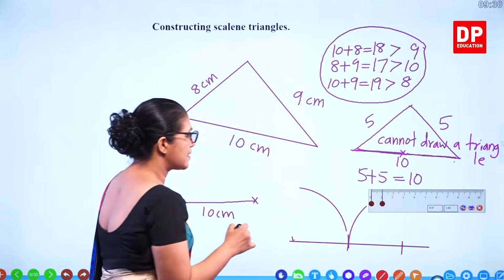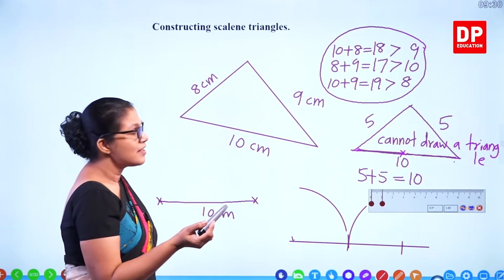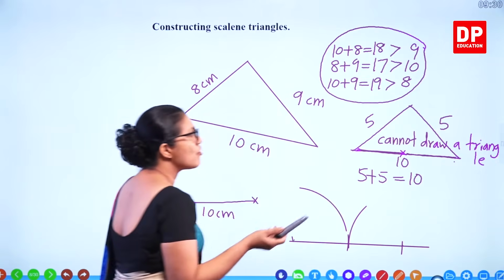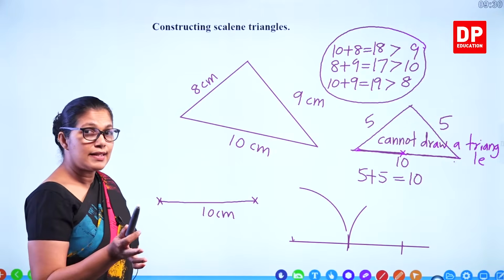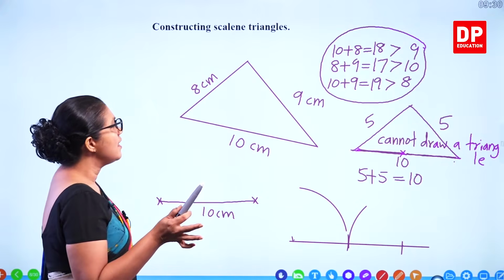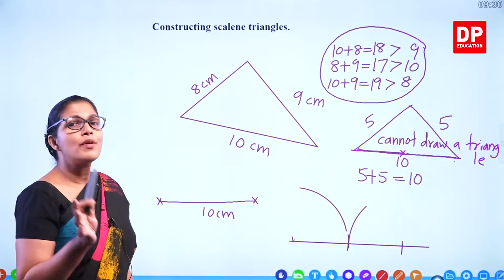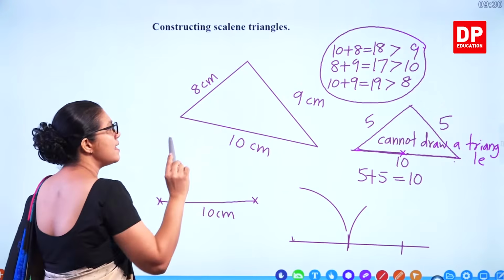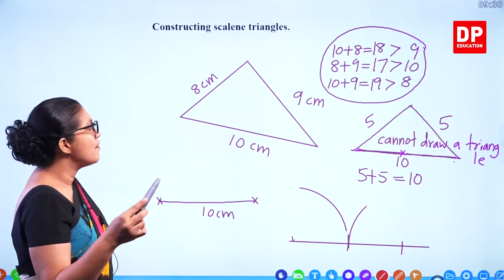So that means you can't create a triangle. So when you want to construct a scalene triangle or whatever triangle, what's the condition? You have to check before you construct, check whether the sum of two lengths is greater than the remaining side.